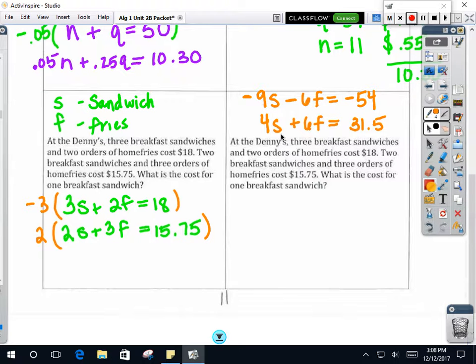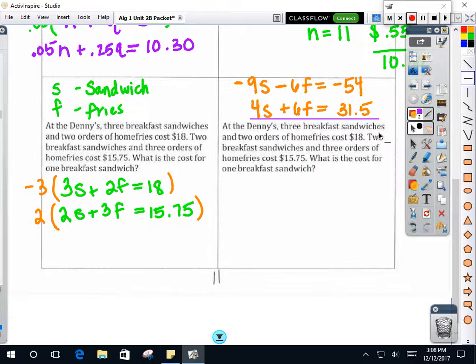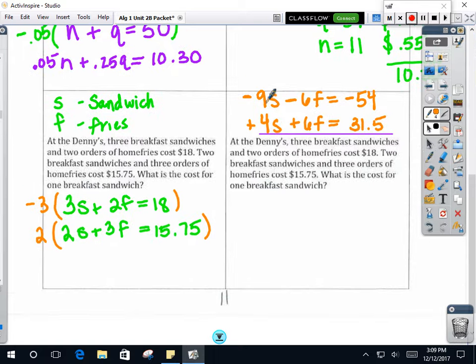Now that you have a variable ready to eliminate, you add the 2 equations together. -9S plus 4S is -5S. -6F plus 6F cancels. And -$54 plus $31.50 becomes -$22.5.